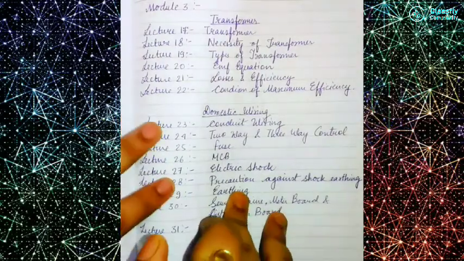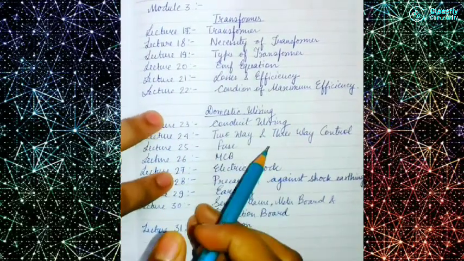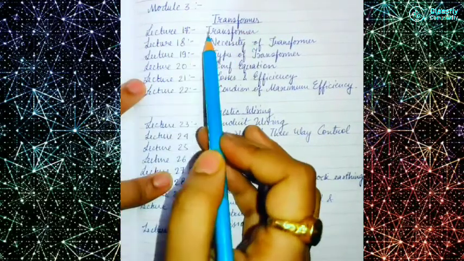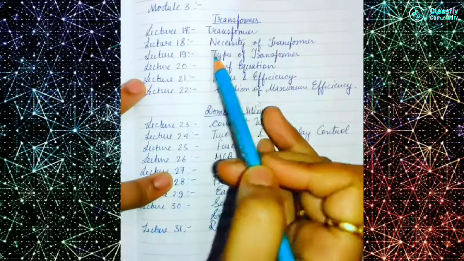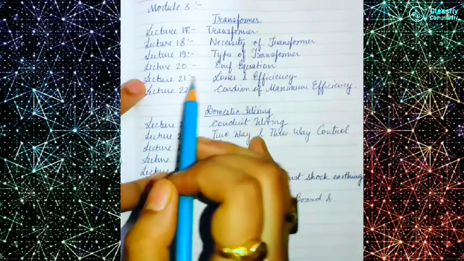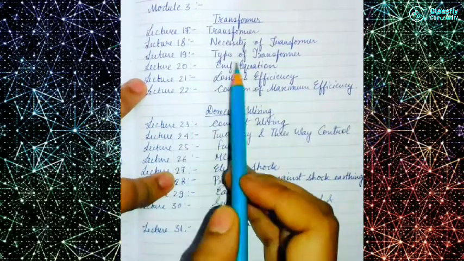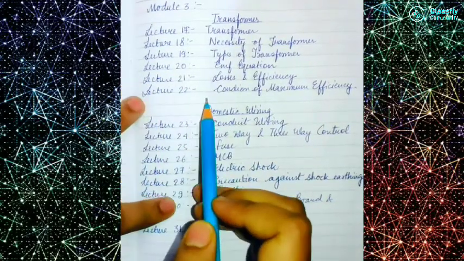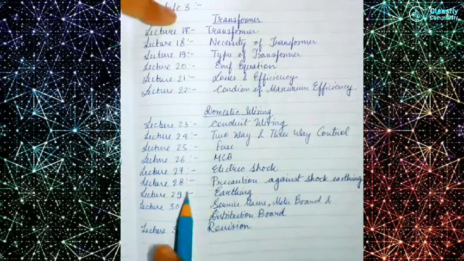So module 3 is comprising of two subtopics, transformer and domestic wiring. Transformer has 6 lectures. Lecture 17 is about transformer, lecture 18 is about the necessity of transformer, lecture 19 is about the types of transformer, lecture 20 is the EMF equation of the transformer, lecture 21 is the losses and efficiency of the transformer, and lecture 22 is the condition of the maximum efficiency of the transformer.